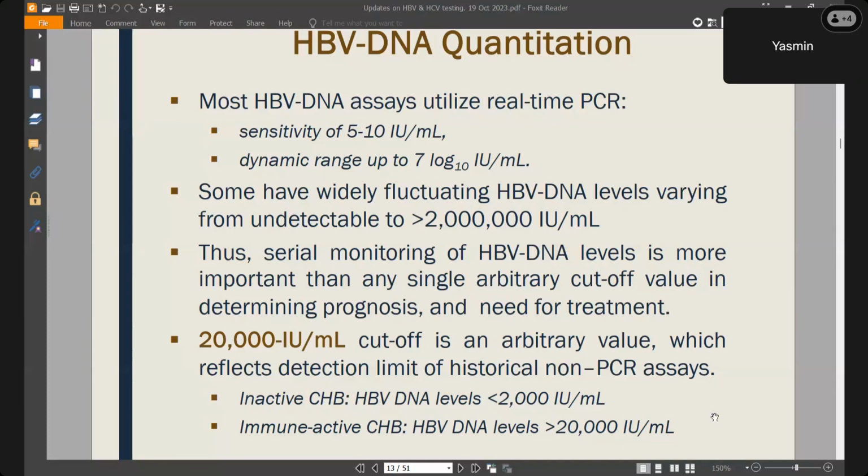If you want to use a cutoff, as an example, and this is historical, for somebody who has inactive chronic hepatitis B, the levels will be less than 2,000. For immune active chronic hepatitis B, the level is more than 20,000. But bearing in mind, some patients can go higher than that. AASLD basically says this cutoff is more historical than actually recommended. Next slide.